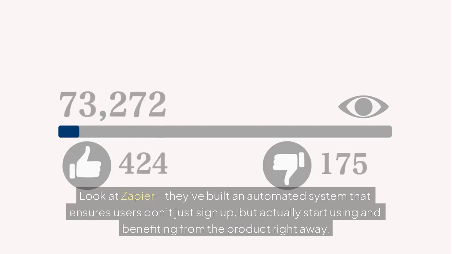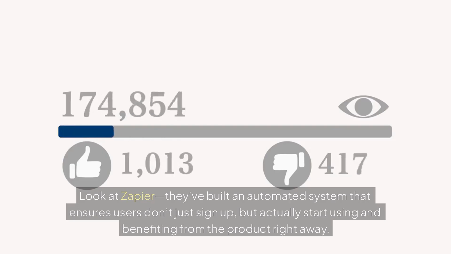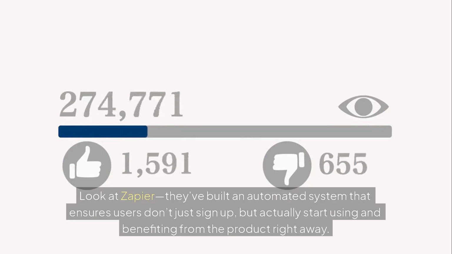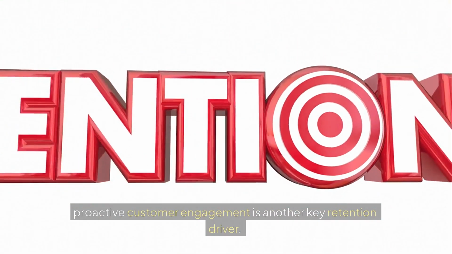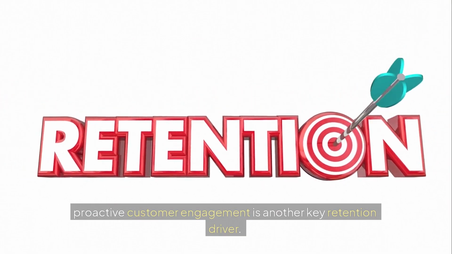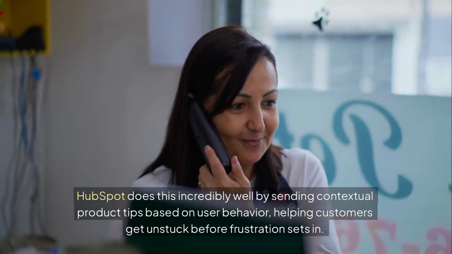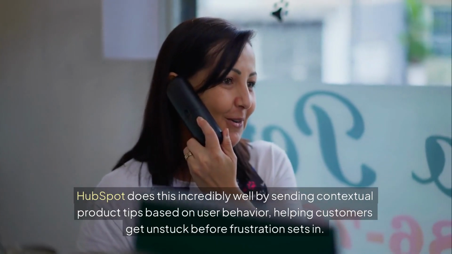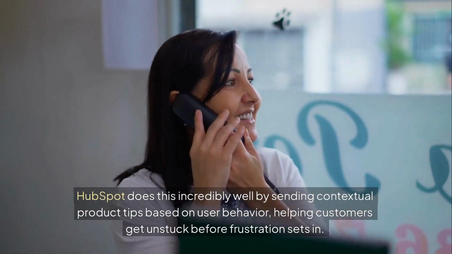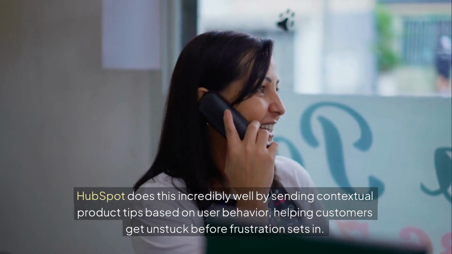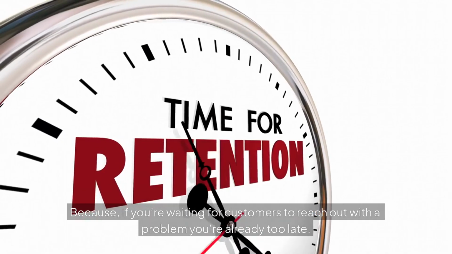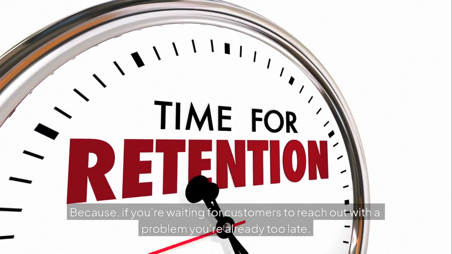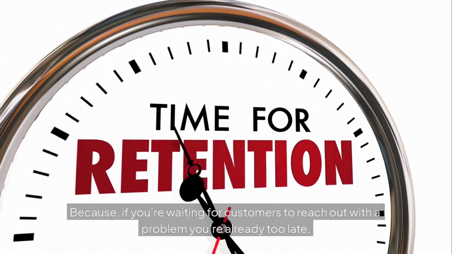That's where onboarding makes all the difference. Look at Zapier. They've built an automated system that ensures users don't just sign up, but actually start using and benefiting from the product right away. Yes. Proactive customer engagement is another key retention driver. HubSpot does this incredibly well by sending contextual product tips based on user behavior, helping customers get unstuck before frustration sets in. Because if you're waiting for customers to reach out with a problem, you're already too late.